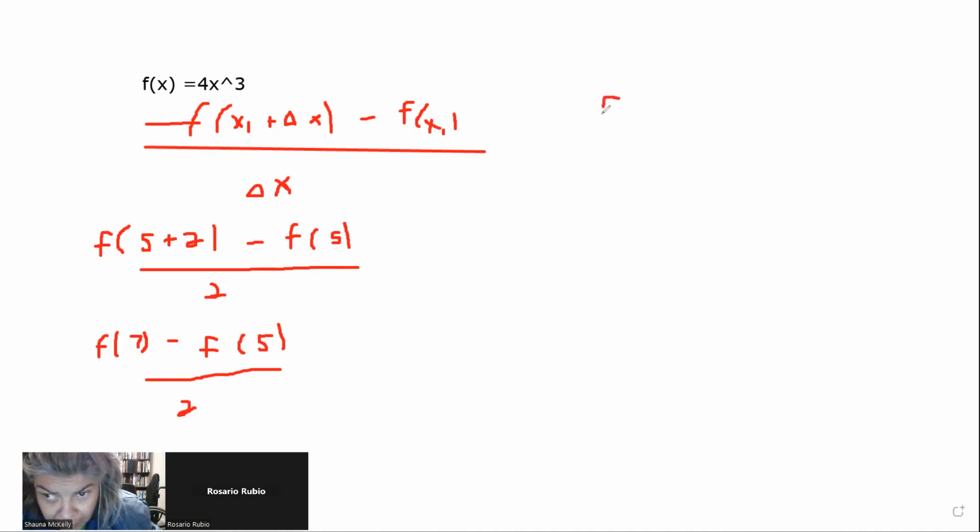So I'm going to come over here and I'm going to find f of 7 now. Well, f of 7 means I plug in 7 where I see x. Okay, so that means what I'm going to write is I'm going to say that this is 4 times 7 cubed. Okay, 4 times 7 cubed.